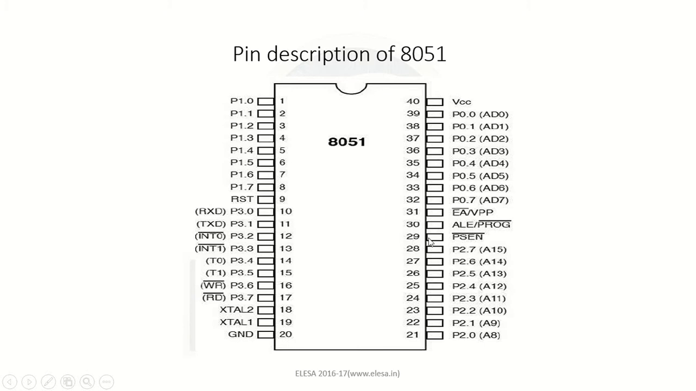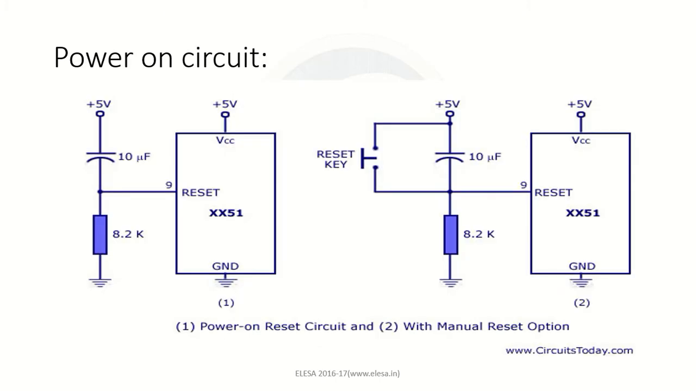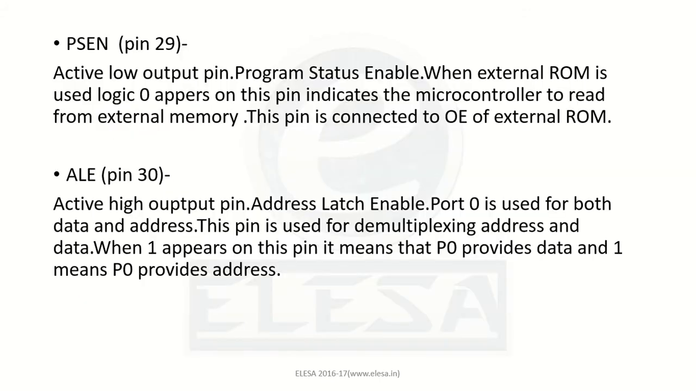Now pin number 29, PSEN bar. It is the program status enable. It is an active low output pin. So whenever we connect an external ROM, a logic 0 appears on this pin which indicates the microcontroller to read from the external memory. And this pin is connected to the output enable of the external ROM. The next pin, that is pin number 30, is the address latch enable. It is an active high output pin.